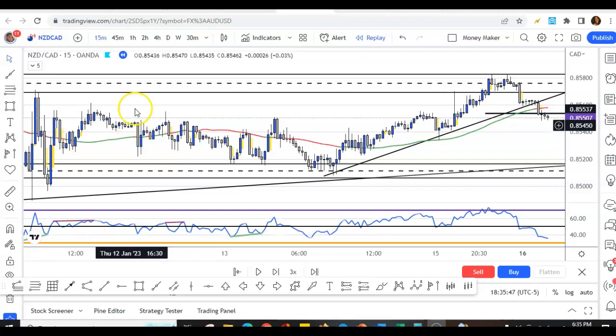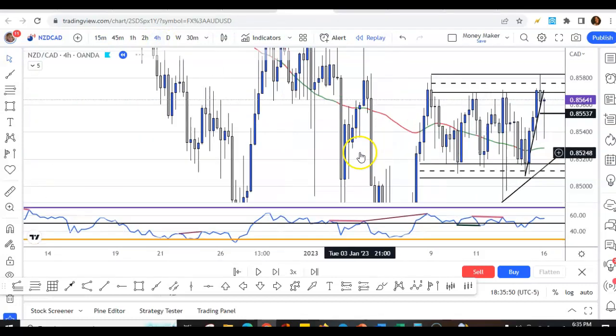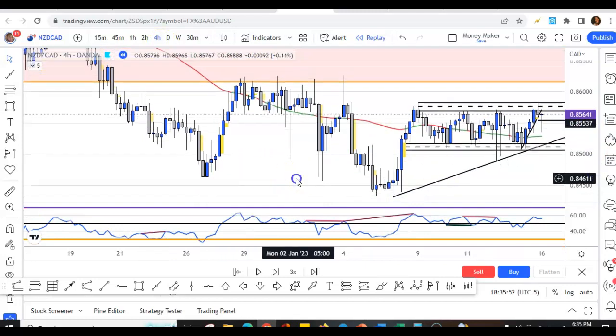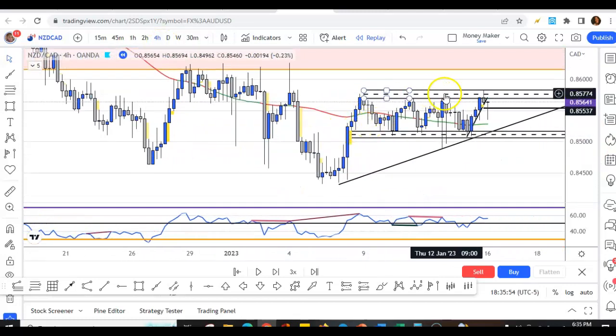I'm on NZDCAD. This is what the 4-hour time frame looked like. We were in a range right here that I had noticed, and I was like, okay, this market is bouncing up and down. Now remember, ranges are kind of risky trading. You should always just trade in a trending market. But I knew what I was in for when I looked at this trade.